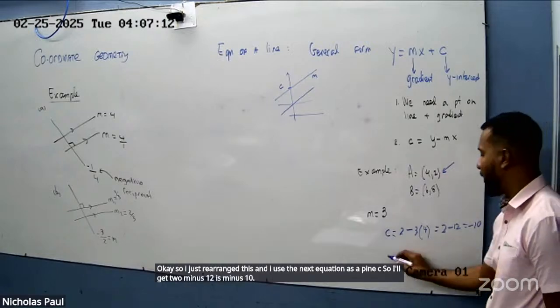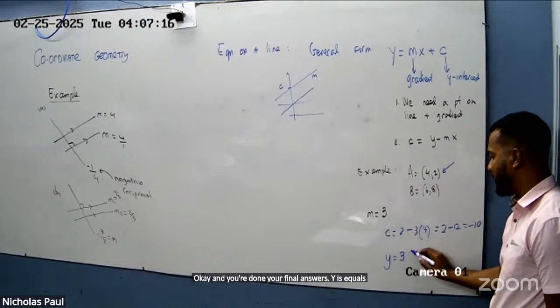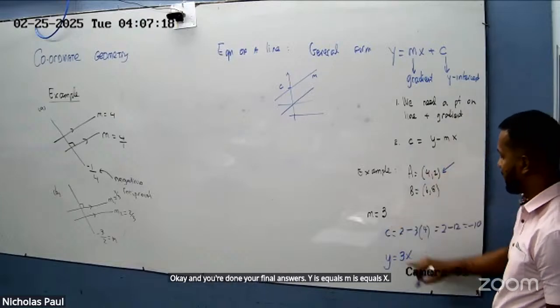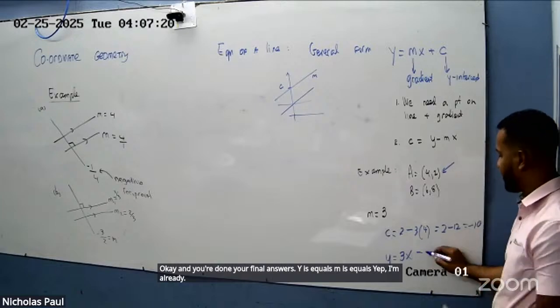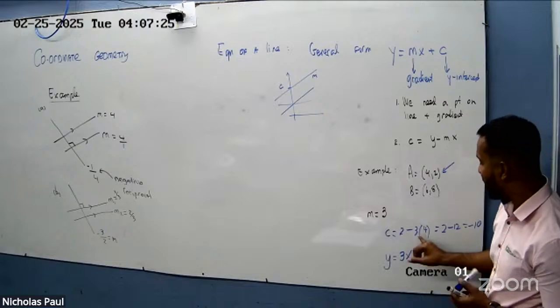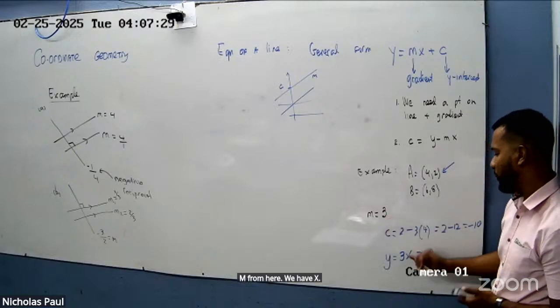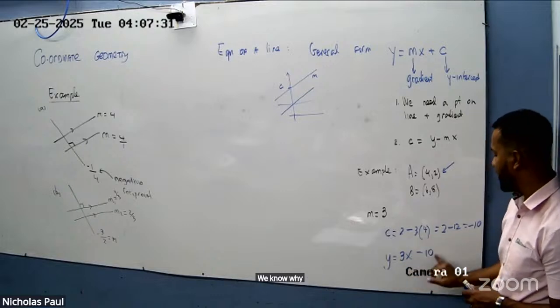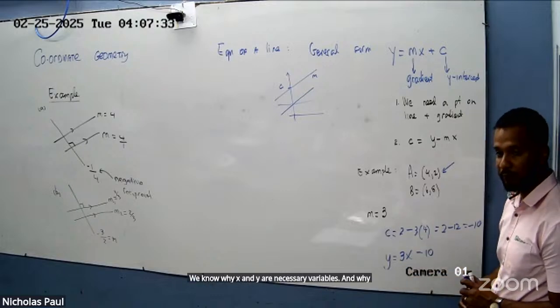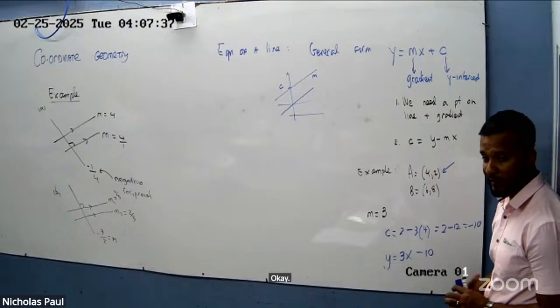Okay, and you're done. Your final answer is y is equal to mx plus c, we have m already. That's the answer. We have m from here, and y and x are the variables, and the y-intercept is minus 10. Really easy, right?